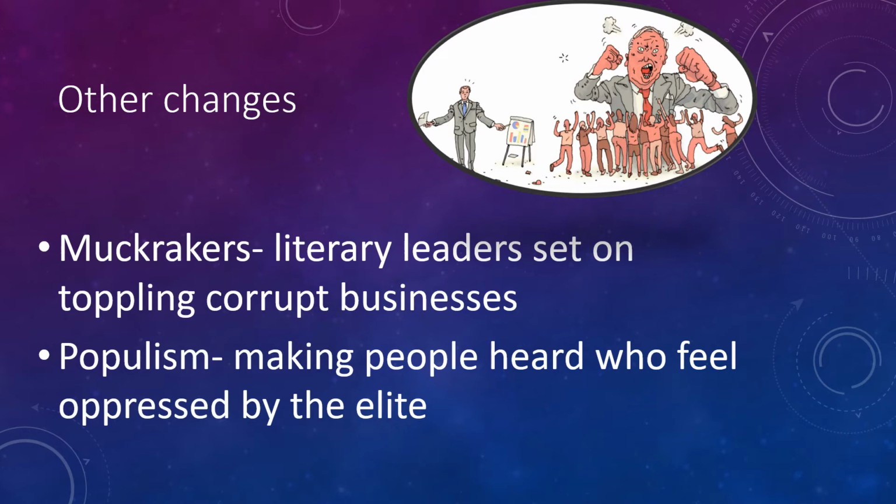Literary figures during this time period would use their words or their articles or their pages, maybe through something like The Jungle, to expose corruption within the workplace, or how workers were being exploited for the gain of a singular person. Populism, which is the idea of making people heard who feel oppressed, was also becoming very popular during this time period.